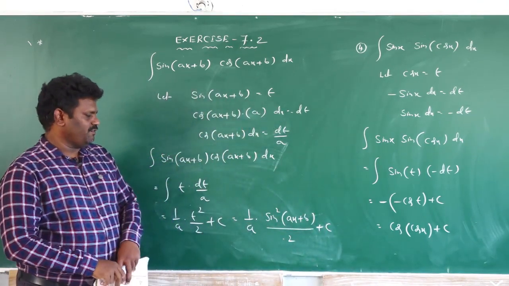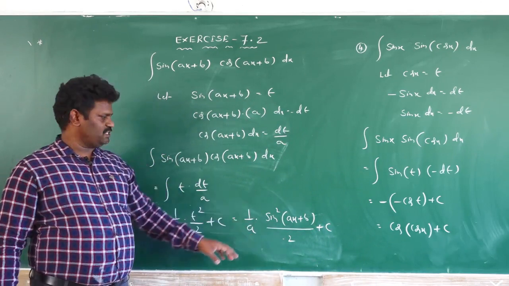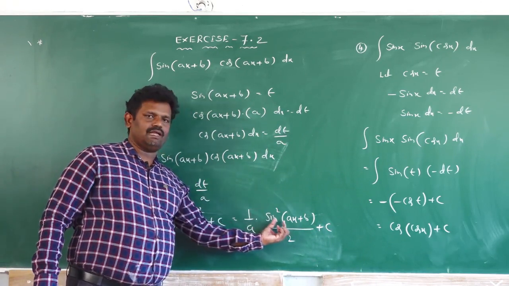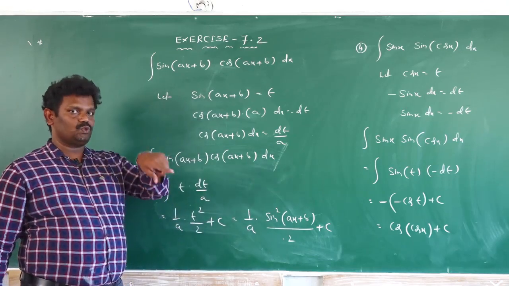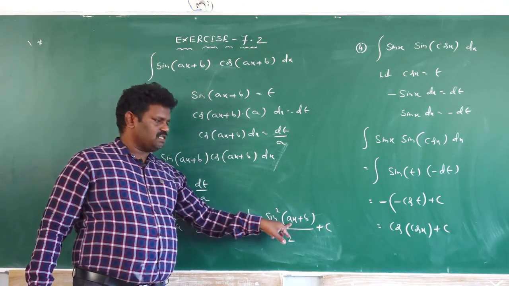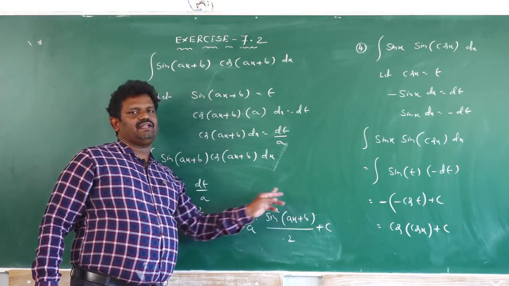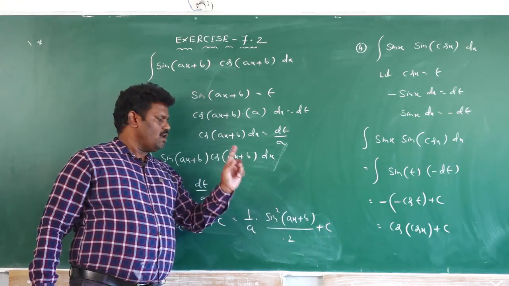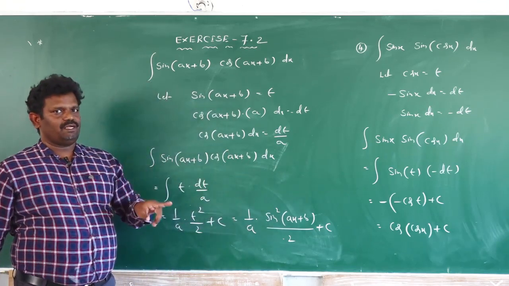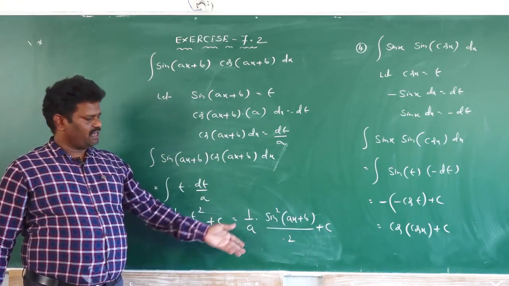This solution is enough, but in our textbook it is simplified further using the cos 2 theta formula: cos 2 theta equals 1 minus 2 sine square theta. If we convert the sine function in terms of 1 minus cos 2x by 2, then we get the textbook answer. Okay, enough of this one.